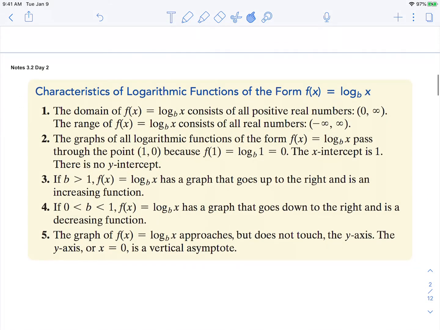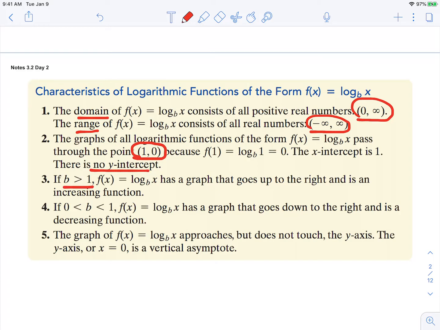So these are the characteristics of a logarithm. Please pause and read them. The domain of a logarithm is greater than 0 to infinity. The range is all real numbers. A graph for a logarithm runs through the point 1, 0 and has no y-intercept.